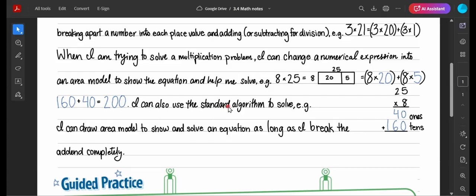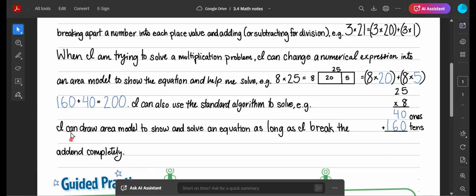I can also use the standard algorithm to solve. And here we have 25 times 8. So again, partial products. 8 times 5, again 40. 8 times 20, that gives you 160 for the tens place. And your answer would have been the same, 200, right there on the bottom. So I can draw an area model to show and solve an equation as long as I break the addend completely.